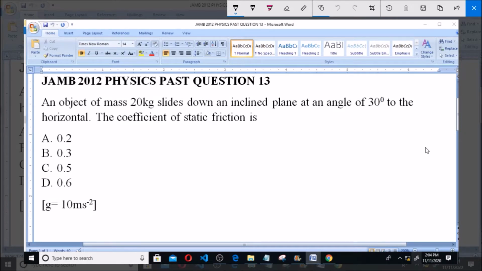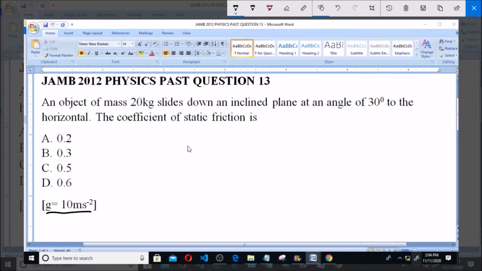An object of mass 20 kg slides down an inclined plane at an angle of 30 degrees to the horizontal. The coefficient of static friction is A 0.2, B 0.3, C 0.5, D 0.6. And acceleration due to gravity is given to us as 10 meters per second squared.